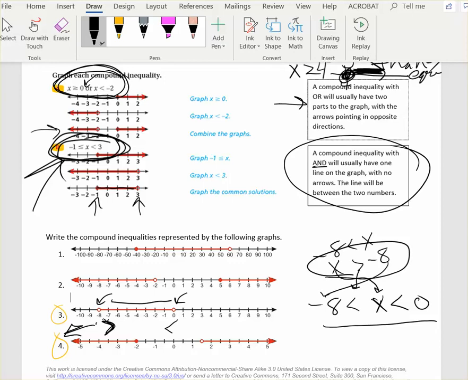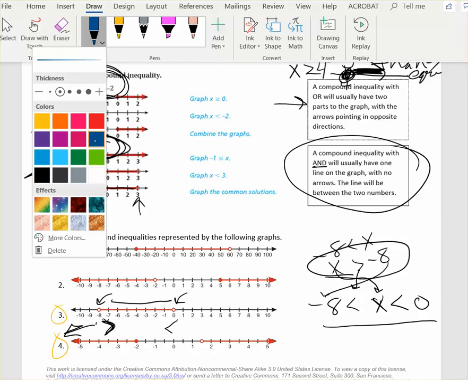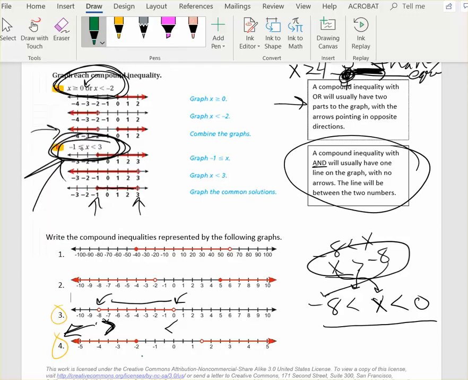All right, number 4 is a little easier to write because it's an or. And the or ones, you just have to write them exactly as you see from the graph. You don't have to switch anything around. So we have the endpoint is -2, and it's a solid dot. So I want x is, and it's going to the left, so I want all the numbers less than or equal to -2. And then you must put the word or, because that's part of the compound inequality solution.